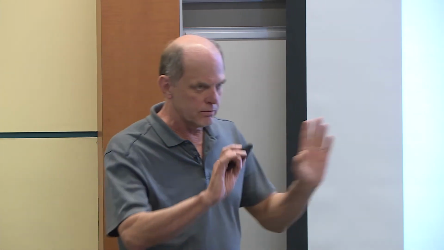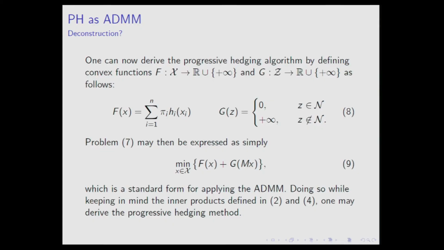So on this slide, this is where we're getting into ADMM land. The idea is that we can write this down in such a way that, and that's why I wrote deconstruction, although progressive hedging wasn't written that way. If you read the paper, the letters A, D, and M are all in there, but not together and not capitalized. So it wasn't intended to be that way, but you can deconstruct it to be that way. And so here's how you do that.